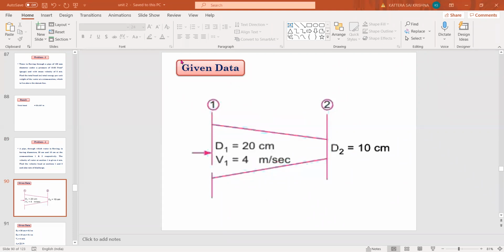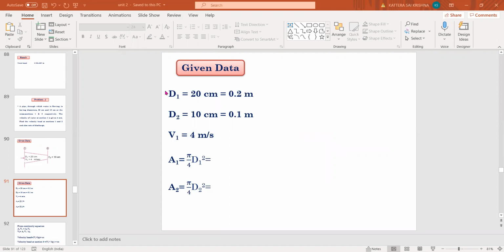Sometimes the diagram is also given, because in the question he will give the diagram. So for this question he has given it. This diagram is given in the question. Mostly he will give it, rarely he won't give it.